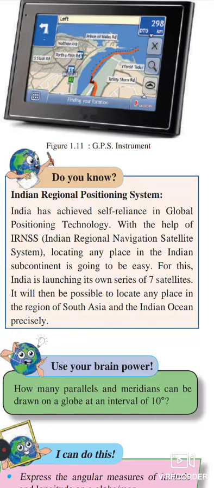Locating any place in the Indian subcontinent is going to be easy. For this, India is launching its own series of 7 satellites. And it will then be possible to locate all the places in Asia and the South Ocean precisely.